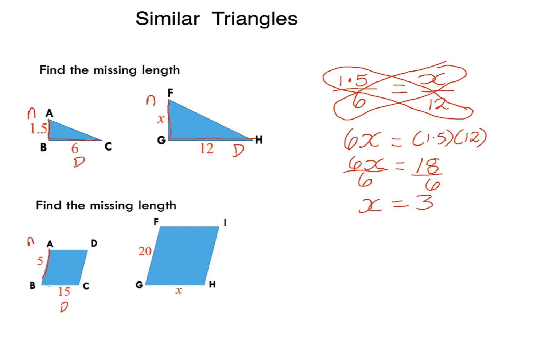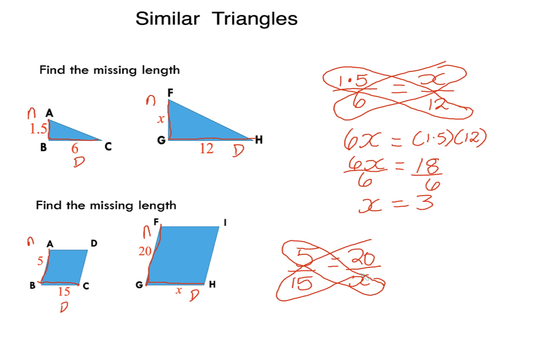Again, so this side is similar to this side, which means this 20 here is also going to be my numerator, and the BC, which is the 15, is similar to the GH, so that will be my denominator. So I have 5 over 15 equals 20 over x. And again, to solve these, you're going to cross multiply. So I'm going to cross.